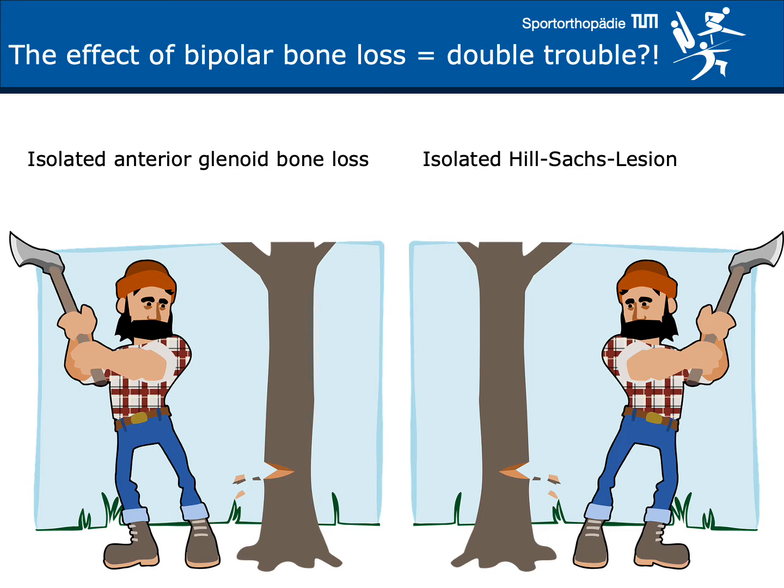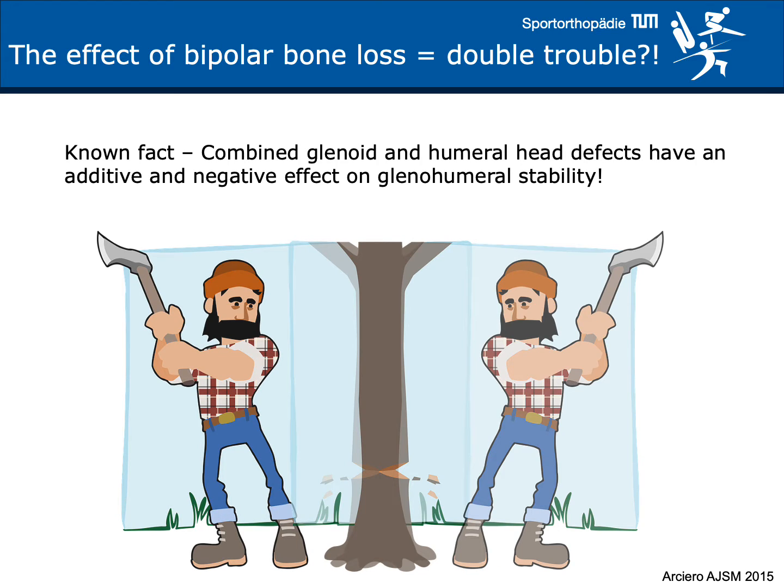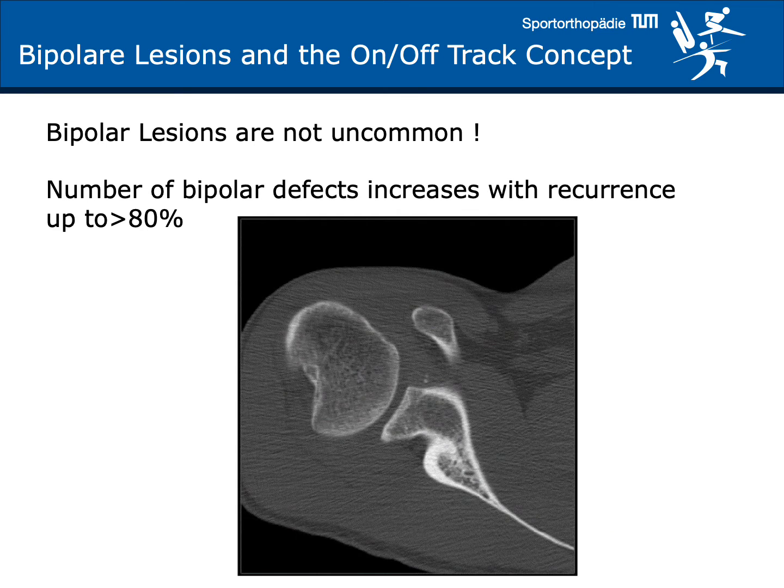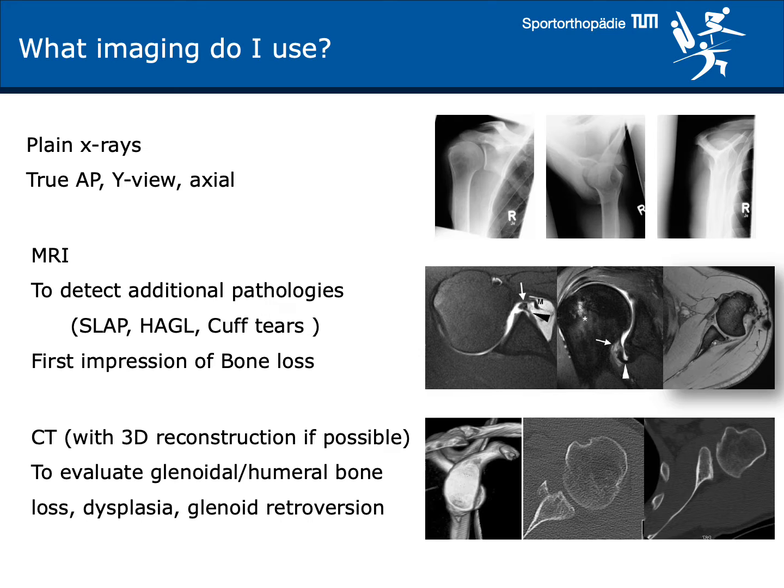So the effect of bipolar bone loss is double. On the glenoid side and the humeral side, it's double trouble. That is a known fact, because this combination has a negative effect on glenohumeral stability. Bipolar lesions are not uncommon. The number of bipolar defects increases with recurrence, up to 8%.